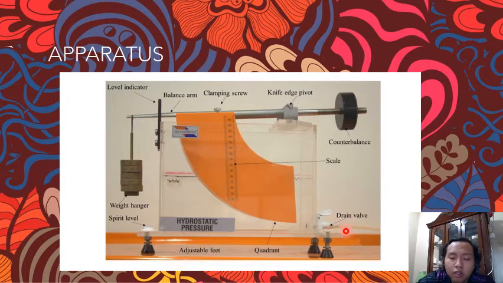This is the spirit level, adjustable feet, quadrant, and drain valve. The drain valve is used when you are done with the experiment. The drain valve will be opened to flow the water back into the tank. So this is the tank.